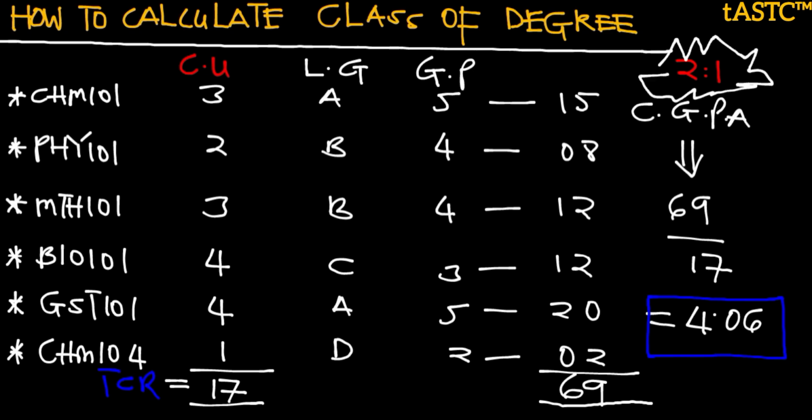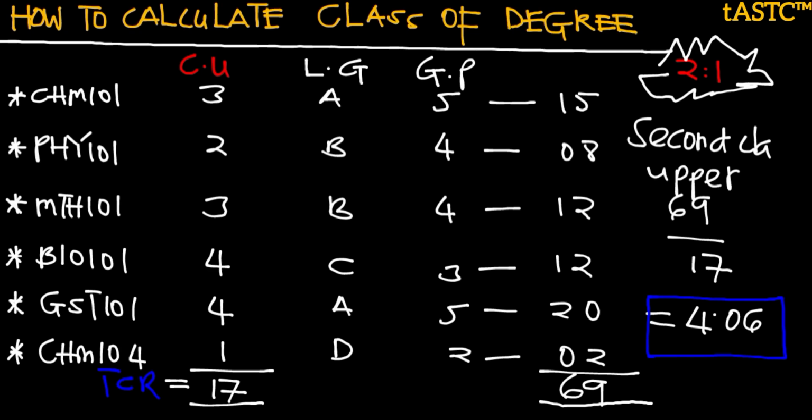So this person would have a second class upper CGPA for that year or that semester, basically. So this is a second class upper. And so that is basically how to calculate the CGPA or the class of degree for a particular semester or an academic year.